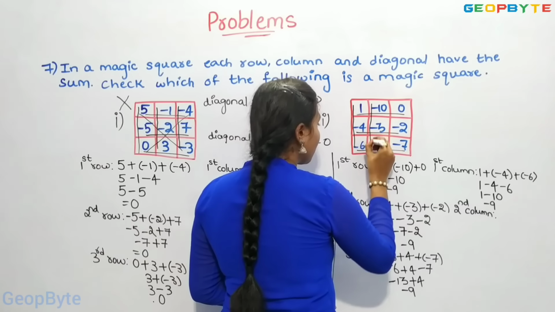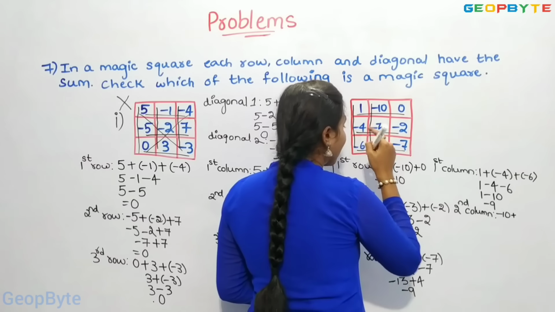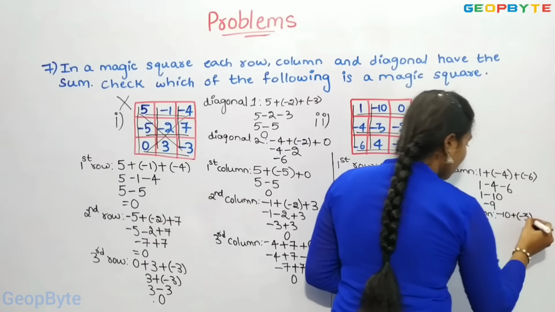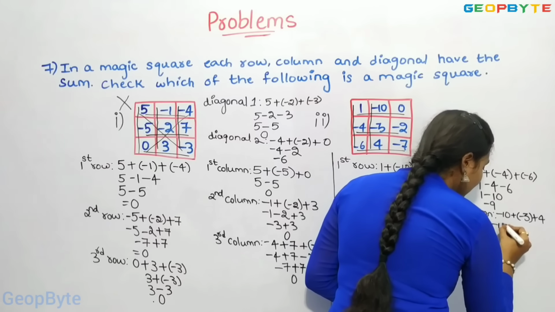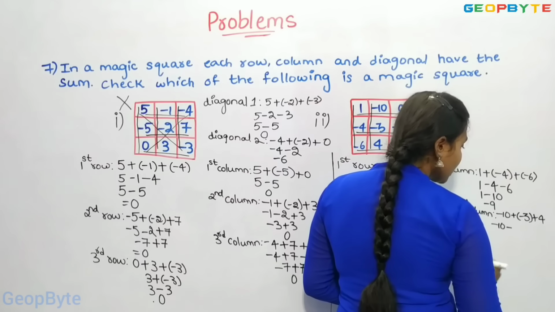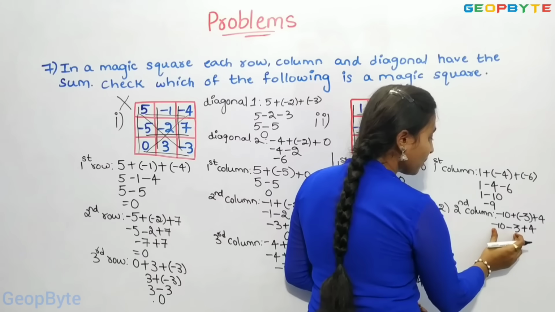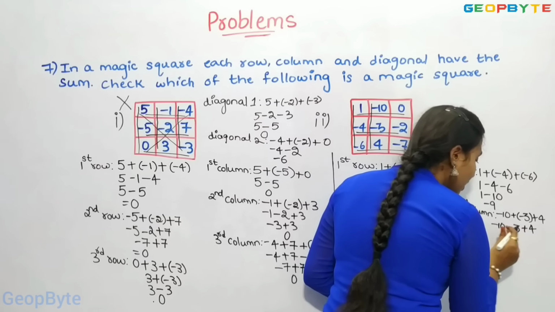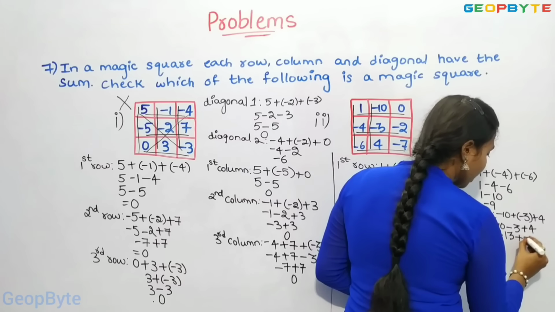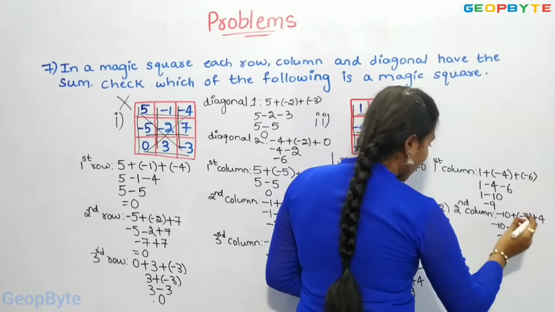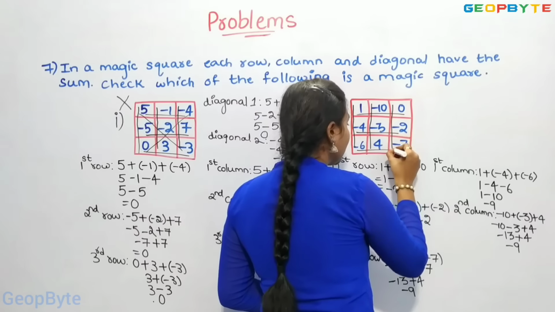In second column we have minus 10 plus minus 3 plus 4. Minus 10 plus into minus minus 3 plus 4. Let us add the negative numbers. Minus into minus plus 10 plus 3 13. That is minus 13 plus 4. Minus 13 plus 4 is minus 9. Now let us see the third column.